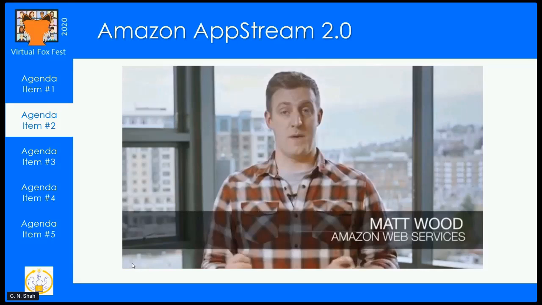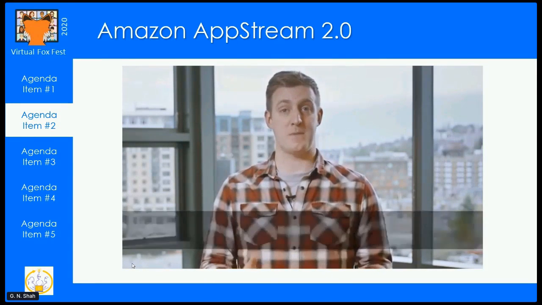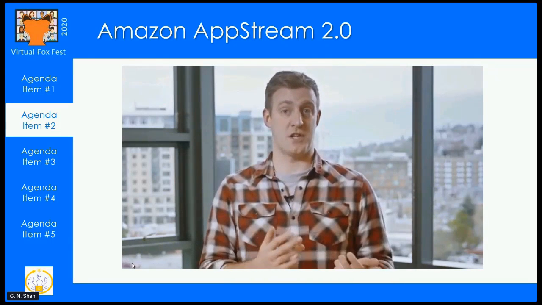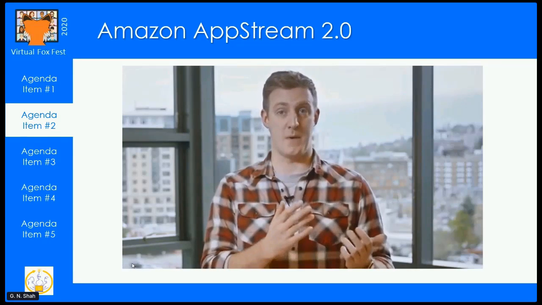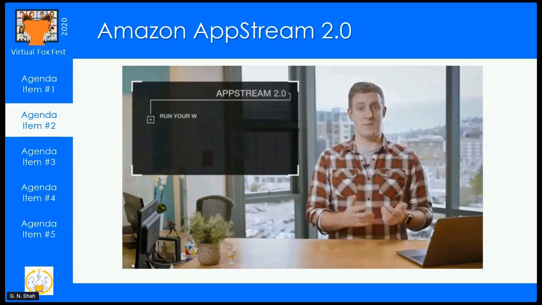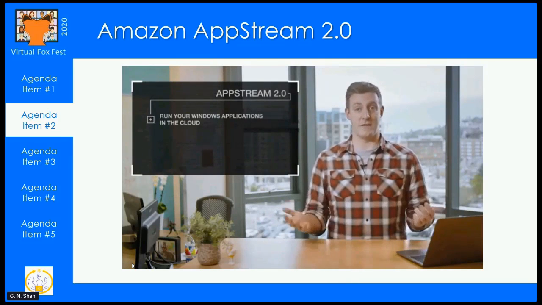Greetings, my name is Matt Wood, and I'm here at AWS headquarters in Seattle to announce the general availability of AppStream 2, a fully managed application streaming service that allows you to securely stream desktop applications from the AWS cloud right to your users. The new AppStream lets you run your Windows applications in the cloud without any modifications and stream it to any device.